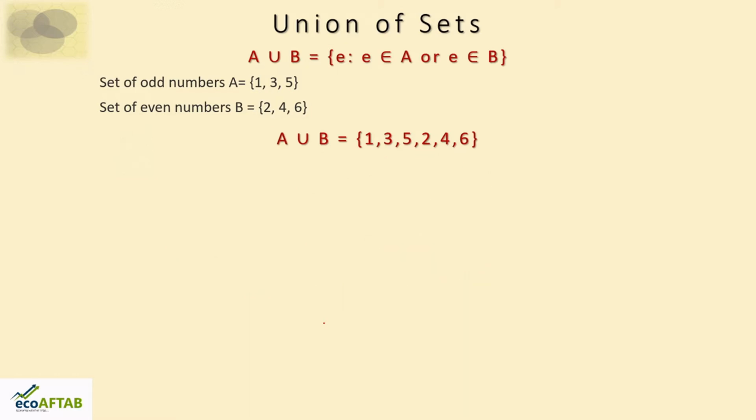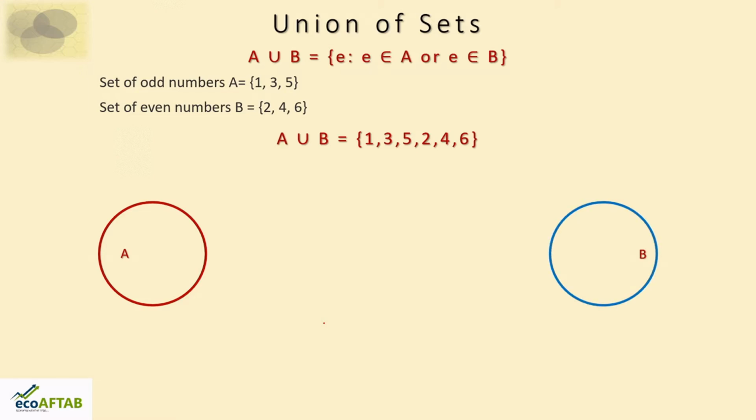Let us see in the form of a Venn diagram how we look at union of sets. So this is set A, 1, 3, 5. This is set B, 2, 4, 6. So here we are having 1, 3, 5. Here we are having 2, 4, 6.